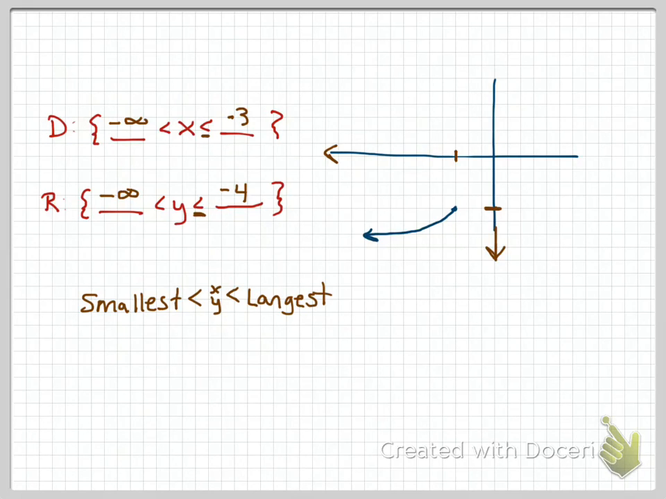For the domain, the smallest number would be the number farthest to the left. Largest number would be the number farthest to the right. For the range, it would be the lowest number for the smallest, the one on the bottom of the graph, and then for the y-axis, the largest would be the highest one, or the one farthest on top.